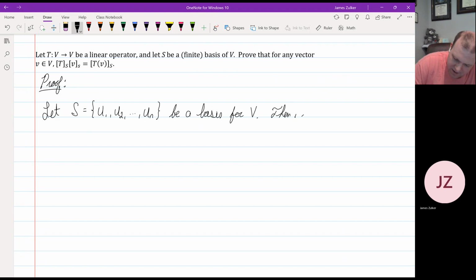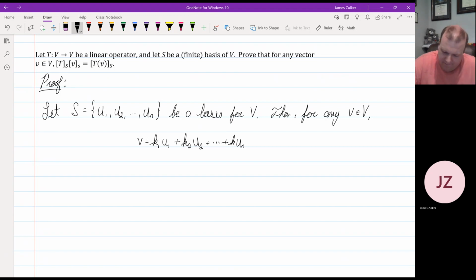What this means is that for any vector V in V, we can write V as a linear combination of the U's, K1 U1 plus K2 U2 and so on up to Kn UN, which means that our coordinate vector for V with respect to S is K1, K2, down to Kn.